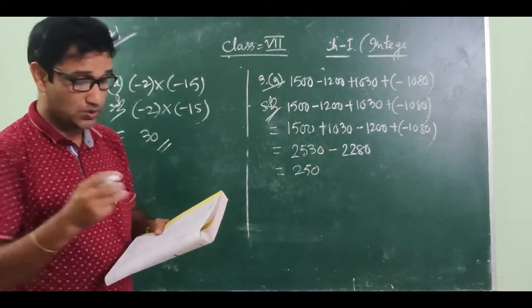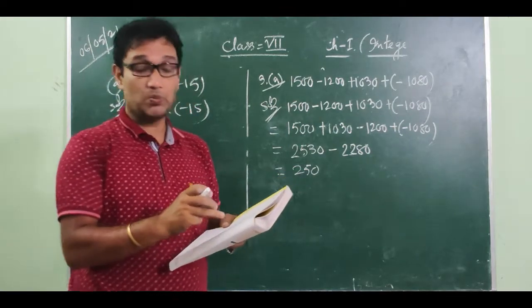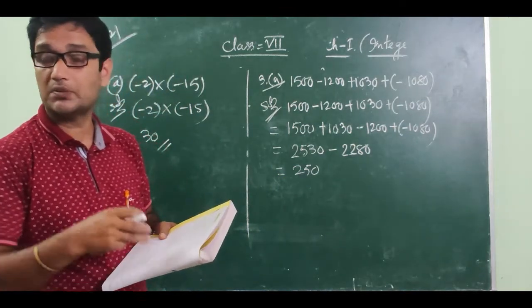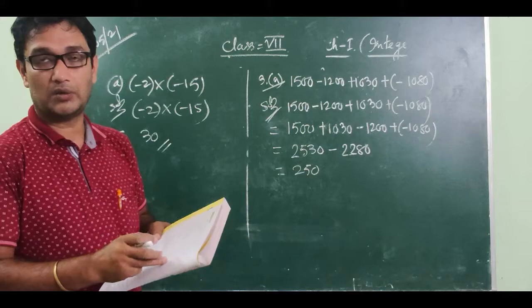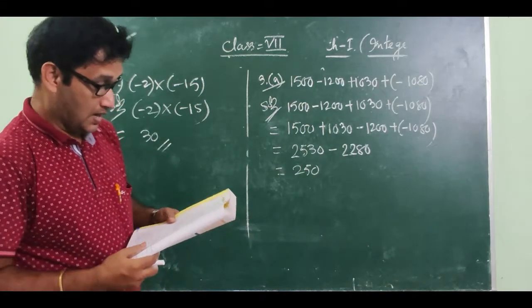Similarly, the next one is plus 13 into minus 8. So plus into minus is minus, then multiply 13 and 8 and you will write your answer.